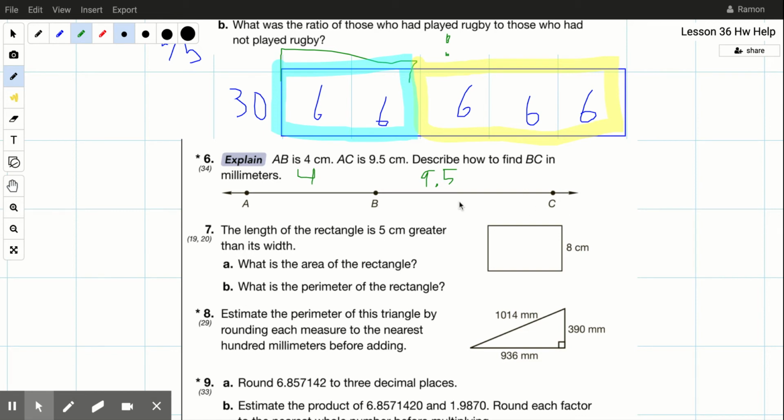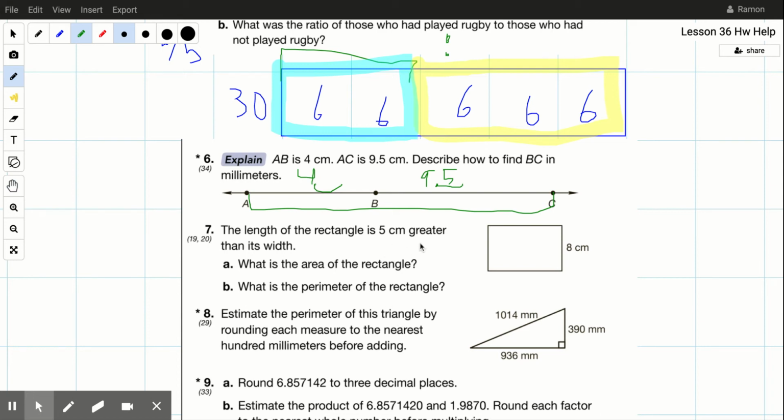Well, the first thing you want to do is you want to turn both of these into millimeters. And we do that by multiplying it by 10 or moving the decimal space to the right once. That will give us the measurements in millimeters. And then to find the length of BC, we have to subtract AC, which is 95, and AB, which is 40. And keep in mind that the units will be millimeters.